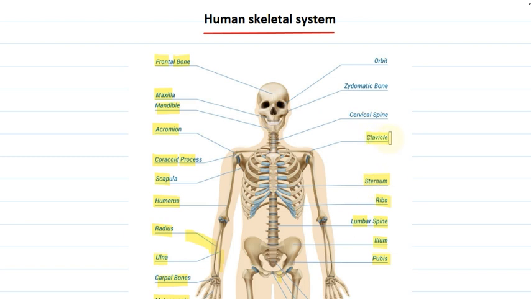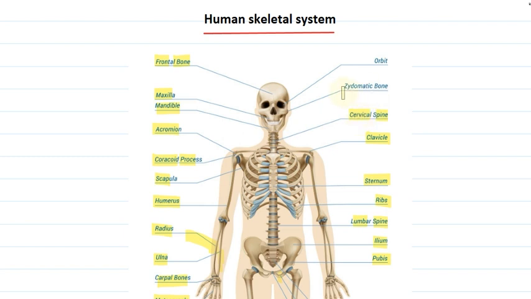Then there is the clavicle. The clavicle is commonly known as the collar bone. It connects the pectoral girdle to the axial skeleton. It is the only long bone lying horizontally in the human skeleton. Then there is the cervical spine. It is a delicate structure that consists of the spinal cord.